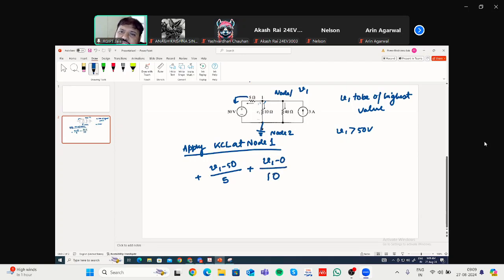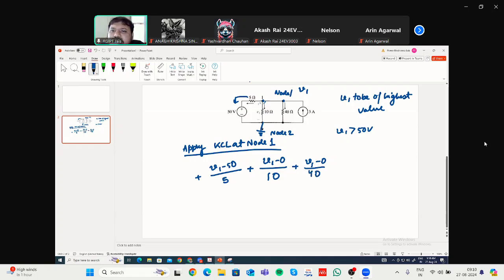Again, see this. This is the same node. Since there are no elements here, this node and these are the same. This is a single node. So we'll consider now the current flowing through this 40 ohm resistance. Again, the same thing: V1 will be the highest, current will be flowing out, so plus sign, V1 minus 0 divided by 40.